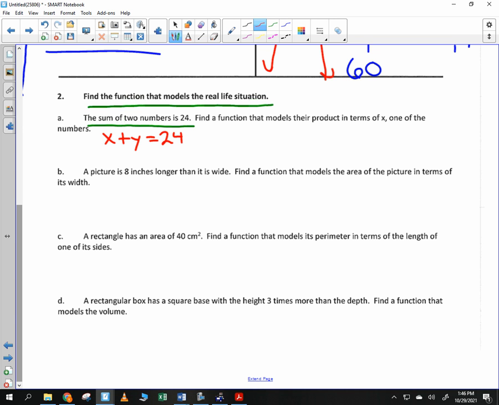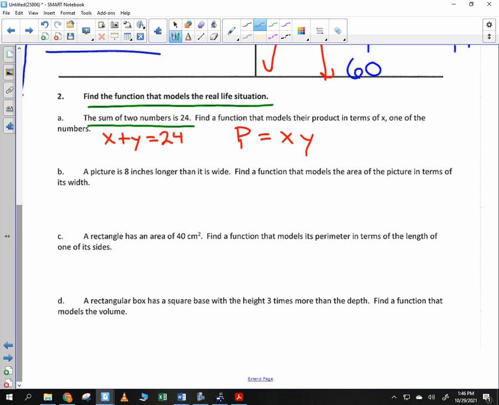Any questions so far? Let's look at the next part. It says, find a function that models their product in terms of x, which is one of its numbers. I'm trying to model their product. What would be an expression for the product of these 2 numbers? X times y. Notice how many variables I have. I have 2 variables, right? We want just 1 variable.